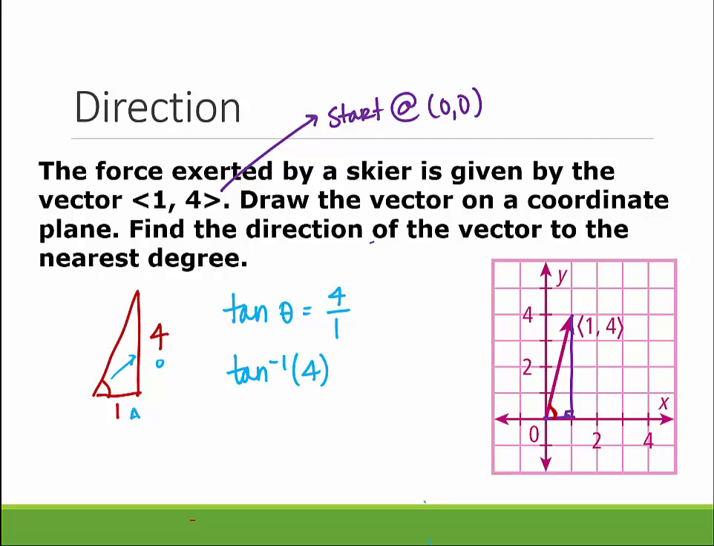And if you type that into your calculator, you get 75.96, or about 76 degrees. And stop and make sure that makes sense. Remember, straight up like this would be 90 degrees. This is pretty darn close to that, so it makes sense that it's a big angle like 76 degrees.